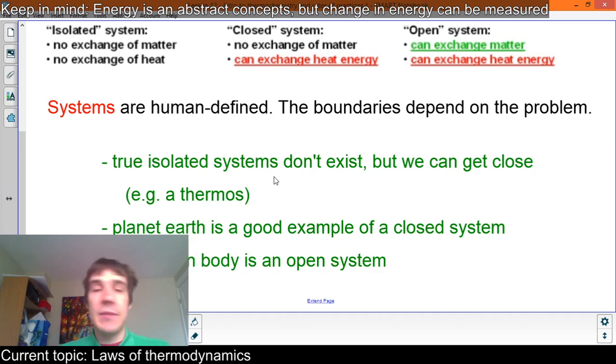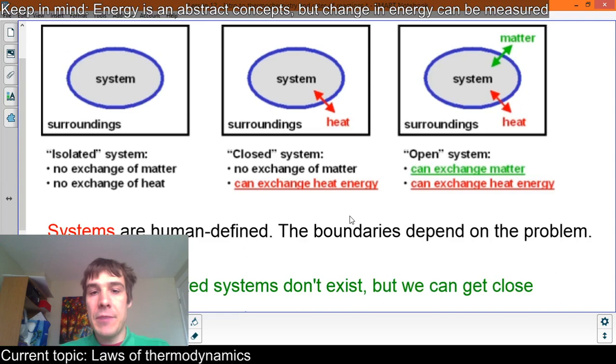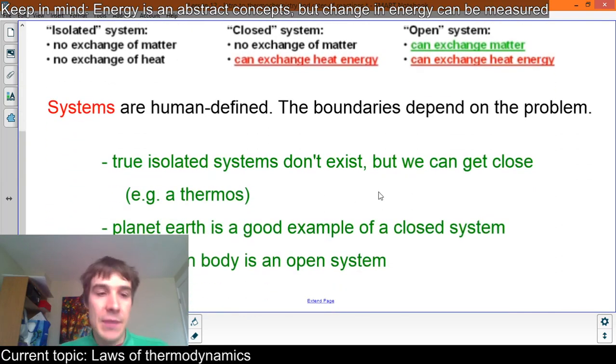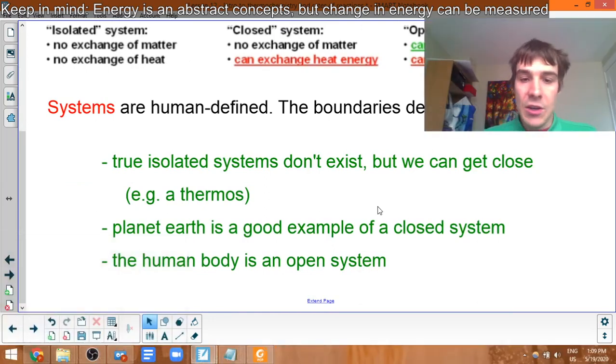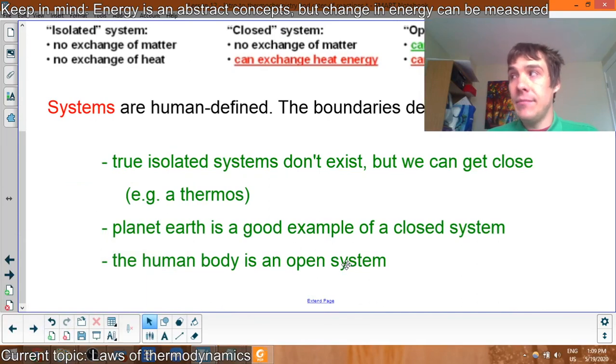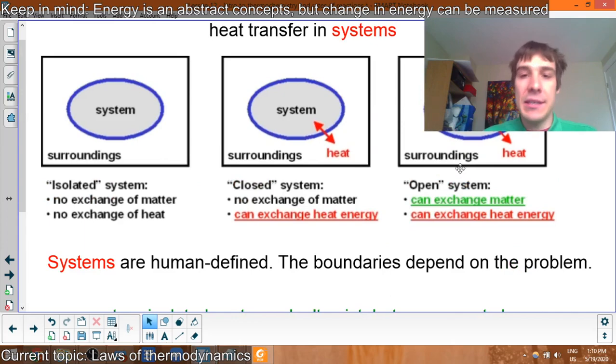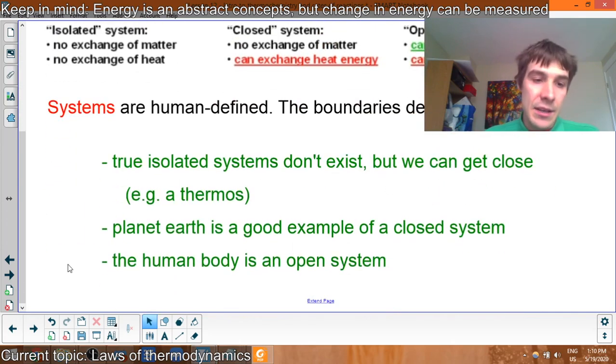So isolated systems don't really exist, but we can get kind of close, like a thermos. Planet Earth is a good example of a pretty much closed system where matter doesn't really come in and out of the planet, but energy does. We get energy from the sun. We radiate energy back out in terms of infrared rays and radio waves and stuff like that. And the human body is clearly an open system because matter can come in and out while I breathe and eat and drink and stuff, and heat can come in and out as well as I heat up my surroundings, as my surroundings heat me up, and stuff like that.